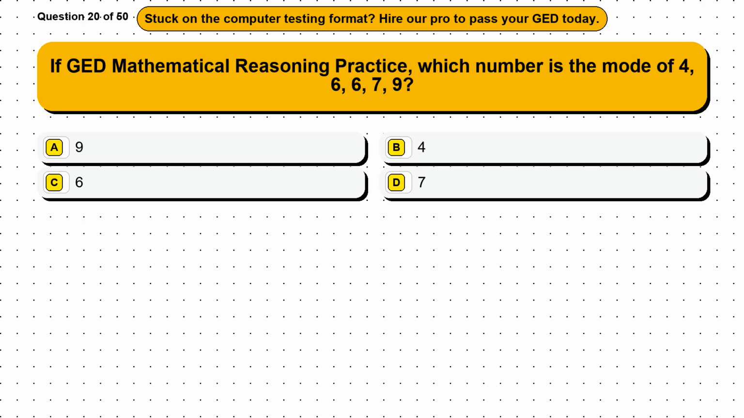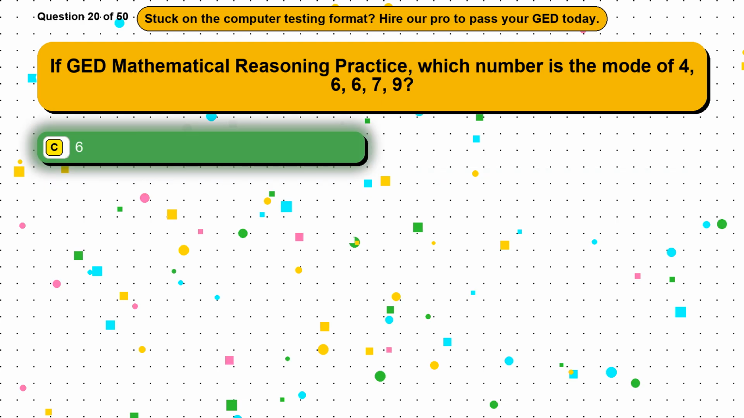Question 20. If GED mathematical reasoning practice, which number is the mode of 4, 6, 6, 7, 9? Option A 9. Option B 4. Option C 6. Option D 7. The correct answer is option C, 6.